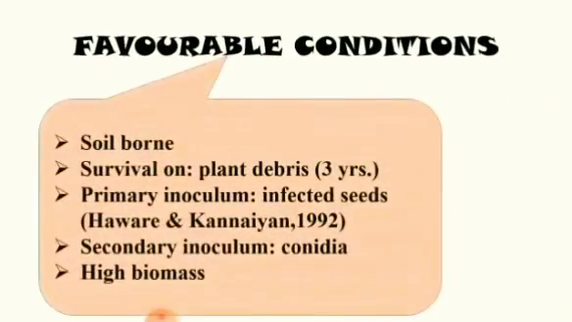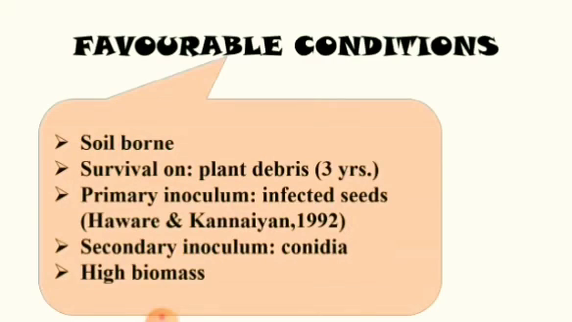Now let's talk about favorable conditions. I have already told you that this is a soil-borne pathogen. It survives on plant debris for 3 years. So if you are thinking of crop rotation, then you have to think about a long-term crop rotation.